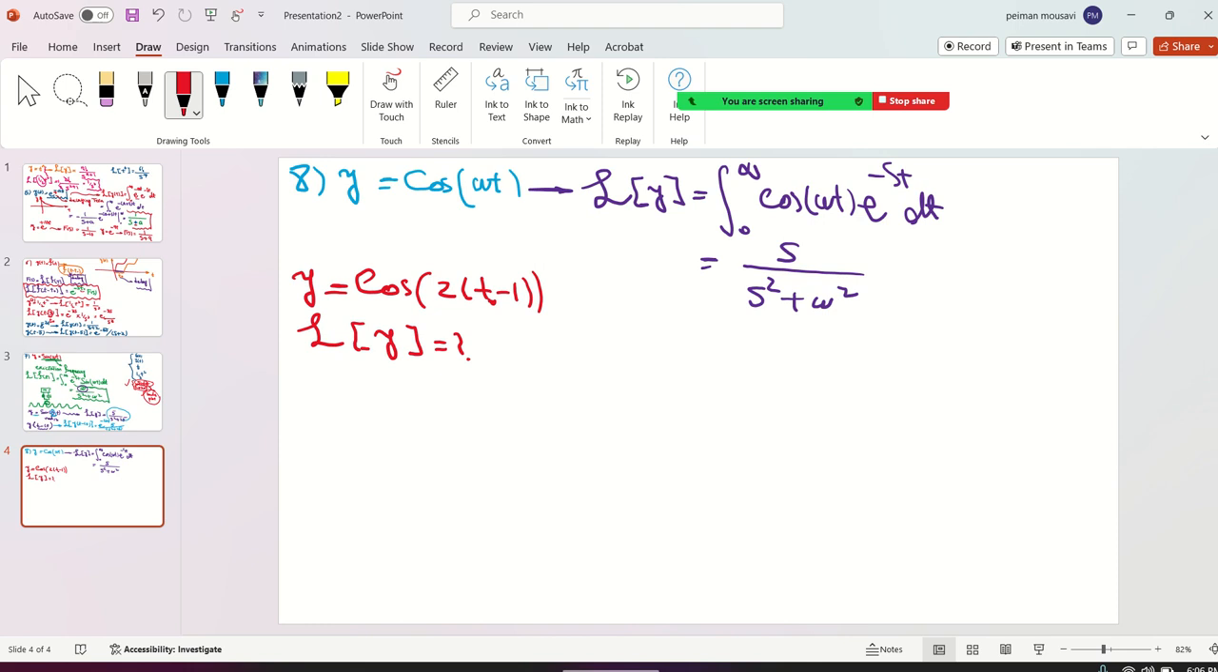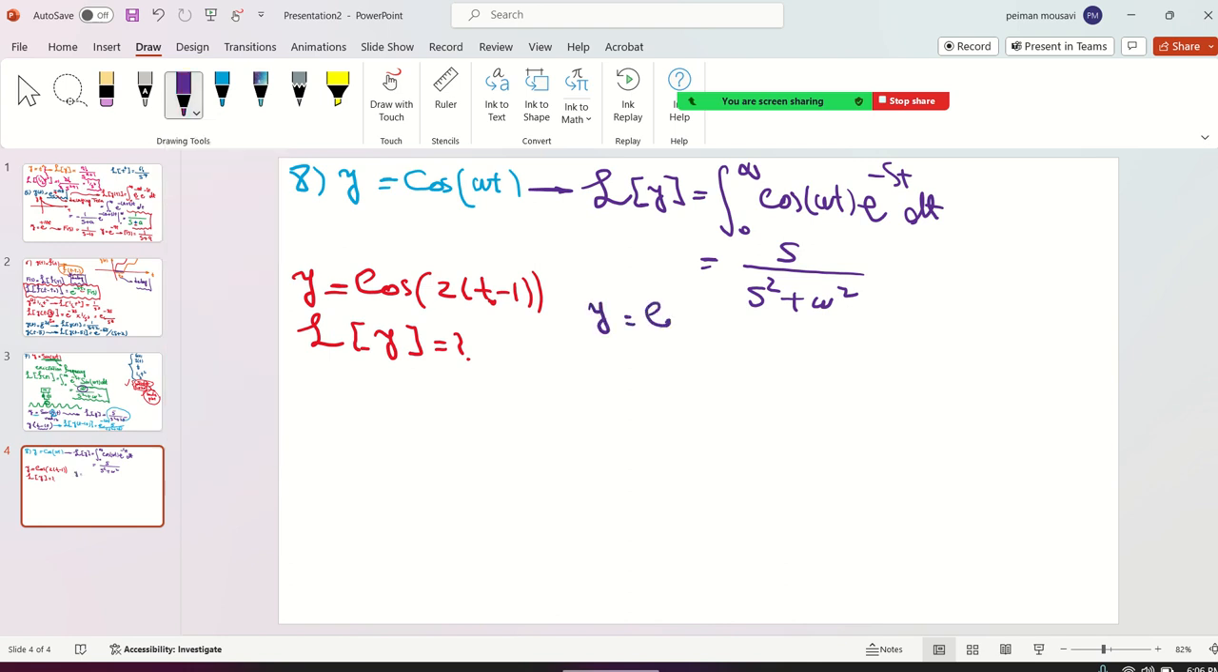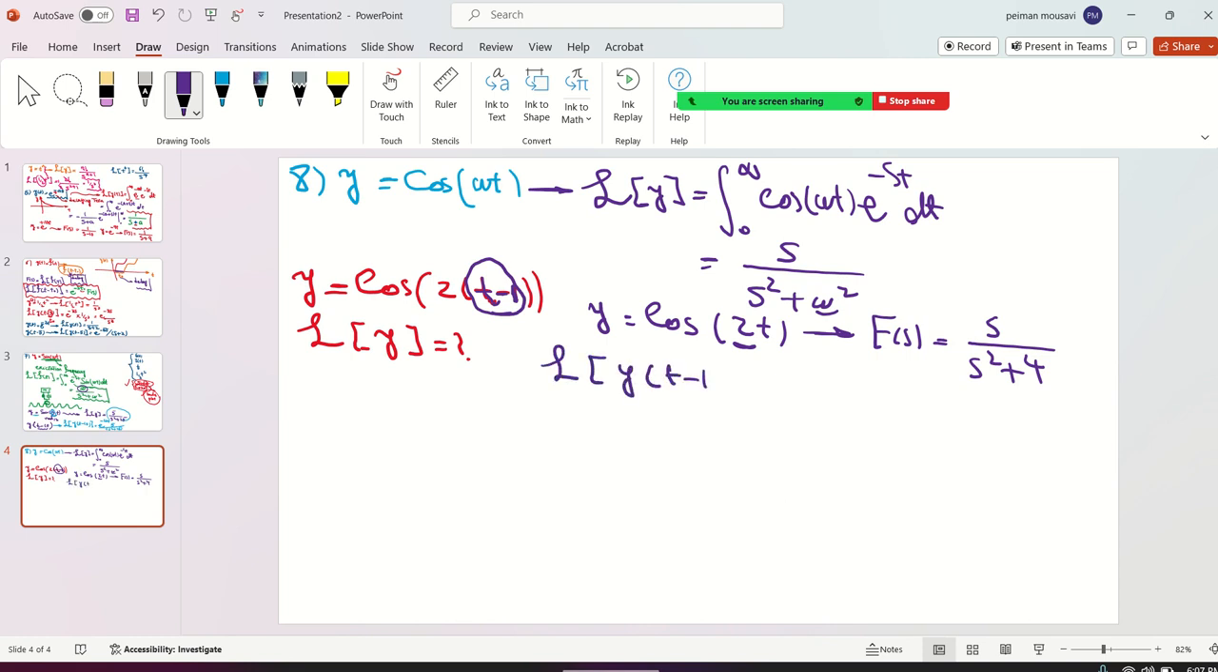The answer? It's very easy, huh? Remember, if y was cosine 2t, your omega is 2. So its Laplace F of s was s divided by s squared plus omega squared, 2 squared, 4. But here we have what? You tell me. What is this I taught you today? What is this, t minus 1? So the Laplace of y(t minus 1) is going to be e to the minus s times F of s, as I taught you, that's right. F of s we already calculated: s over s squared plus 4. Bingo.